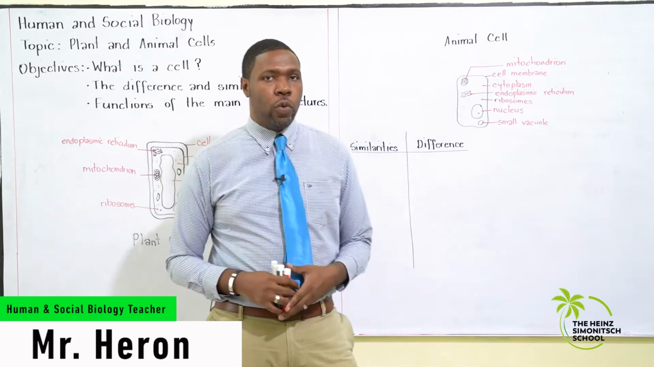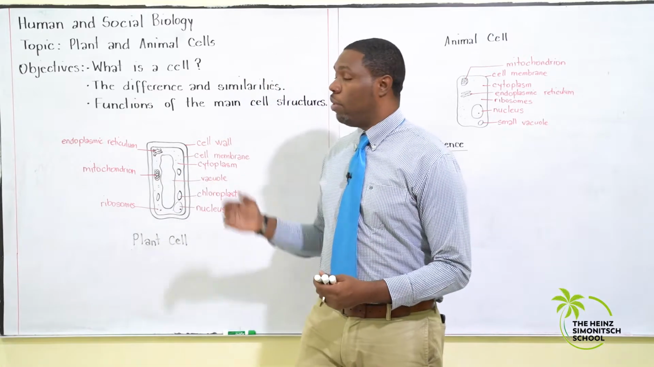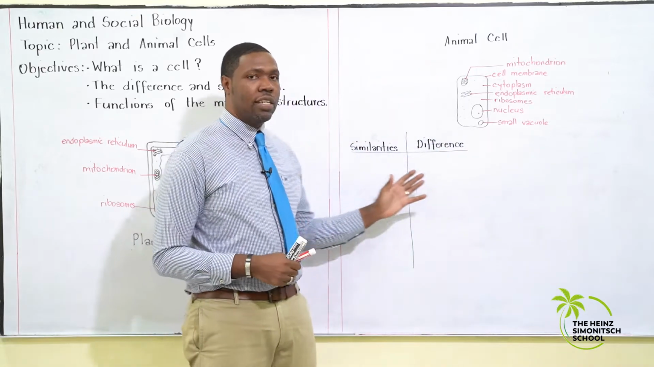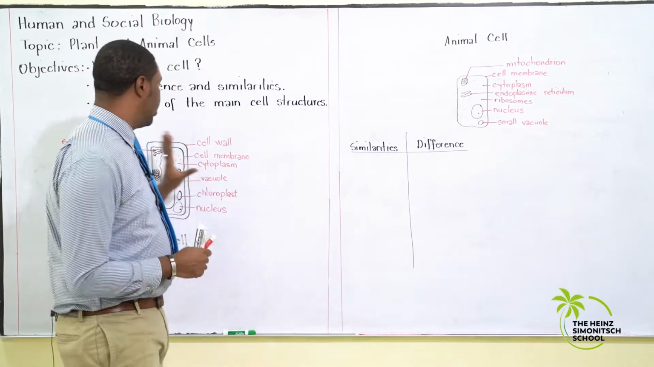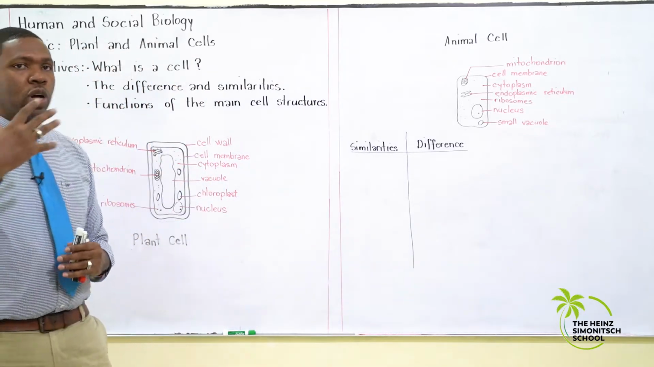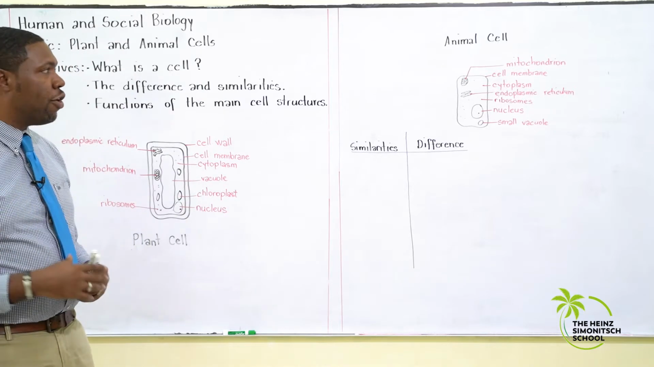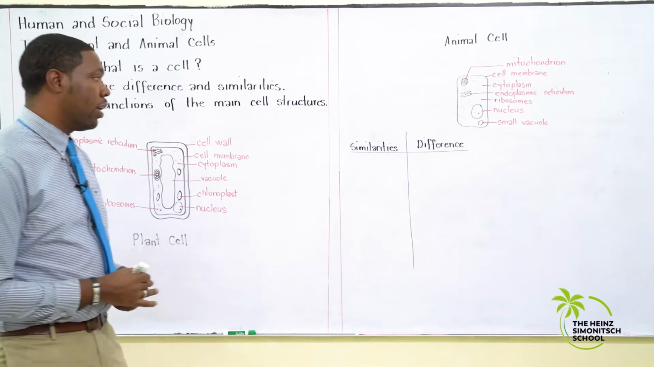Now, in continuing, we're going to be looking at animal cells and plant cells, but more specifically, their similarities and their differences. So, just by looking at both cells, what similarities do you see popping out at you? Very good. If you mention that they both have cell membranes, that would be correct. So let's write that.